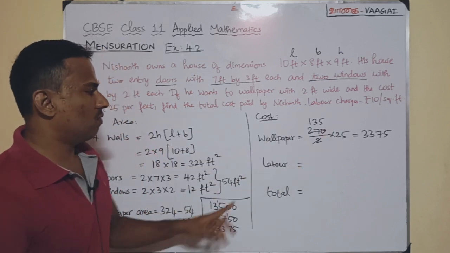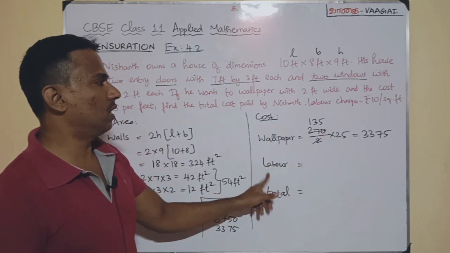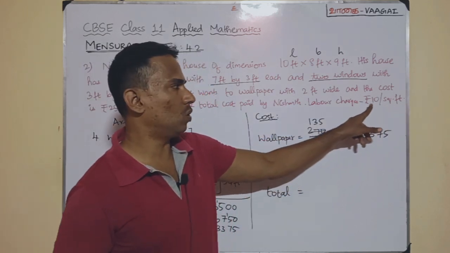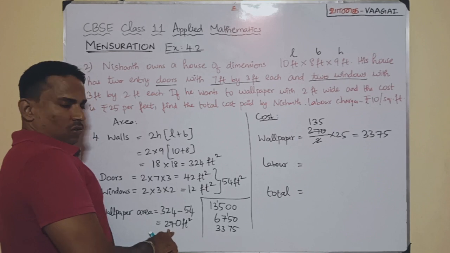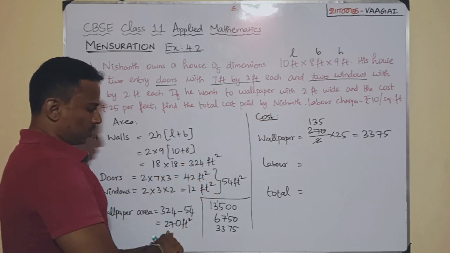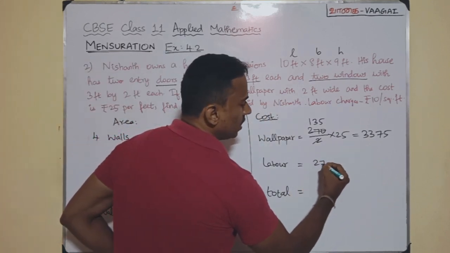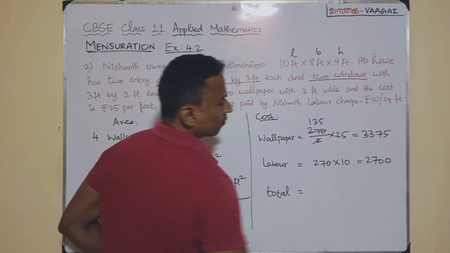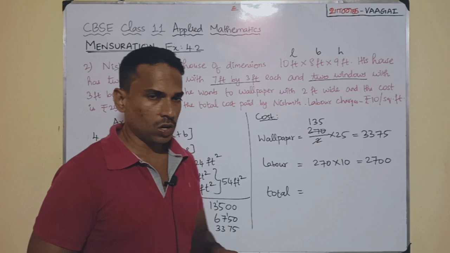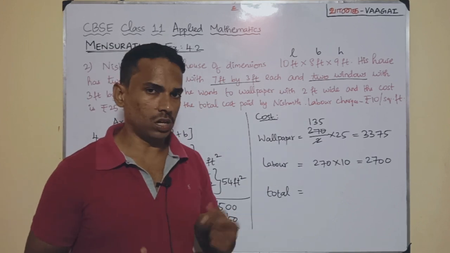And what next I have to do is the labor's cost. We need to find the labor cost also. So the labor charges is what? 10 rupees per square feet. So for each square feet it is going to be 10 rupees. So totally it will be 270 into 10, which will be 2700. So this much rupees it will be costing for the labor's charge itself.